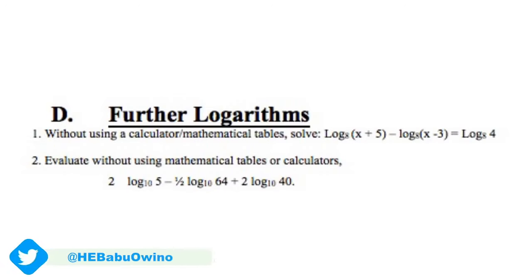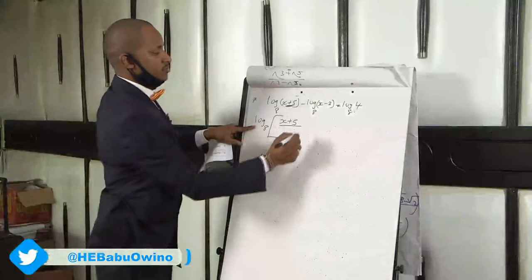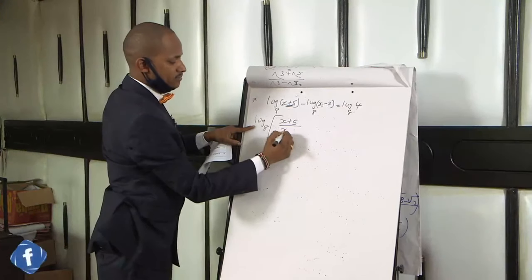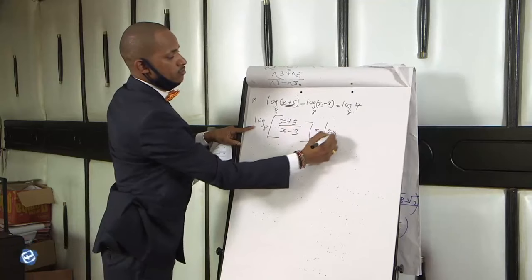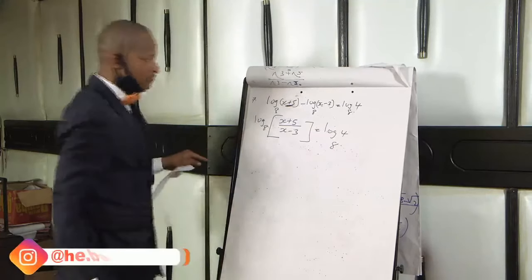Number 2, if they have the same bases, you collect the logs to the same bases on one side. So you write log to base 8 of the first value you are given, x plus 5. Then look at this sign. If it is minus in logarithm, when you collect logs to the same bases, you change it to be division. You divide by x minus 3 equals log 4 to base 8.